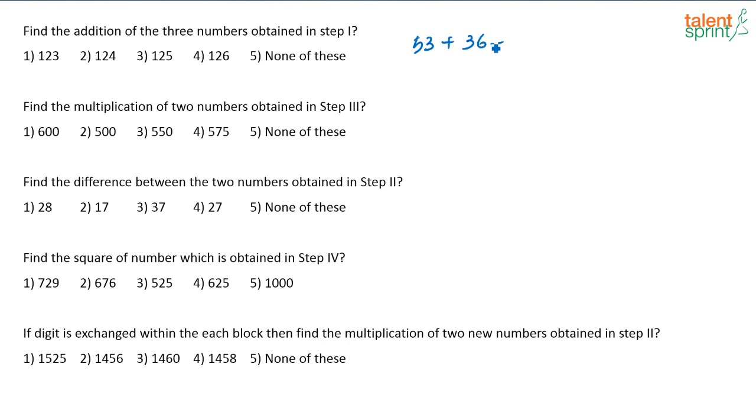53 plus 36 plus 34, which is equal to 123. Option 1. Now, the next very important thing to keep in mind. Like you said, in step 4 you are getting a different answer. You might go wrong at that step. But still remember, because of that, all the questions might not go wrong.